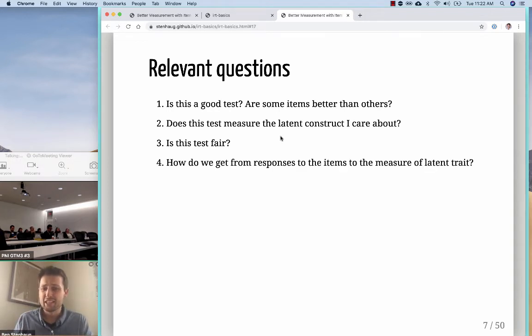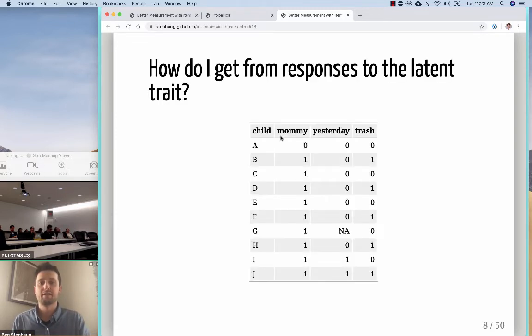And then the specific question that we're going to dive into is, I give people a test, how do I move from their responses to my measure of the latent trait? And so I've taken the same data as we were just reasoning through and talking about. Let's say these are children, and let's say they do or don't recognize each of these words. I want for each child a measure of their language ability. And so I need to do something that maps this zero, and this zero to a single measure. Let's assume it's unidimensional, of this child's language ability. And I don't know, do people have thoughts on what's the easiest thing you could possibly do?